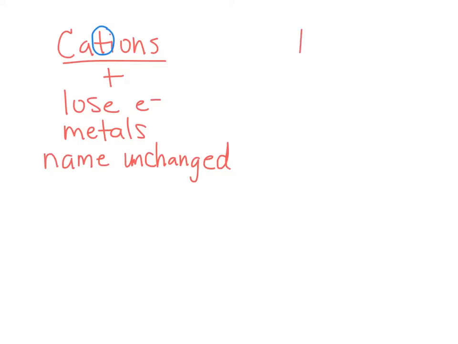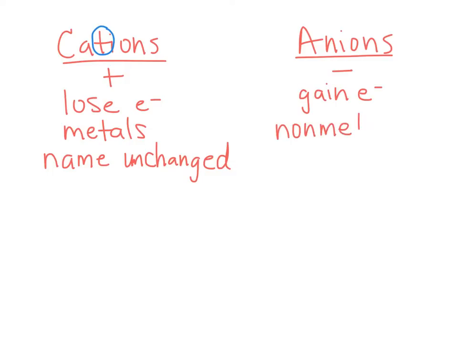Now let's talk about the ones that form negative charges. So the ions that form negative charges are called anions. So they form a negative charge, and they get the negative charge because they gain electrons. And these are your non-metals. And then we will change the ending to "ide." So you probably have heard of oxide, chloride, fluoride, and that's because they are anions, and that's why we change the ending to "ide."